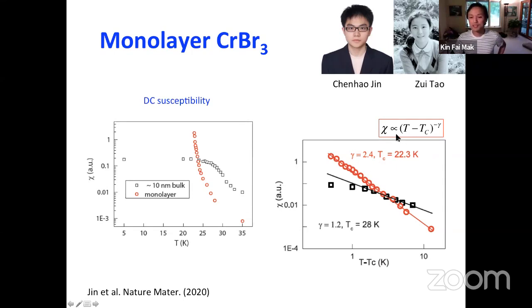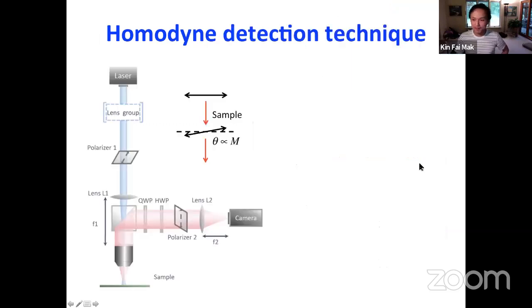But in the 2D chromium iodide, you can see that the exponent becomes 2.4, it's significantly enhanced. It deviates a lot from the mean field value equal to 1. So this already provides a glimpse into the fact that fluctuation effects are much more important in the monolayer limit, and that's reflected by the power law scaling of the magnetic susceptibility. But can we directly see this critical fluctuation by eyes, for instance?